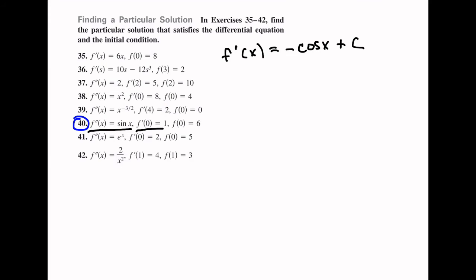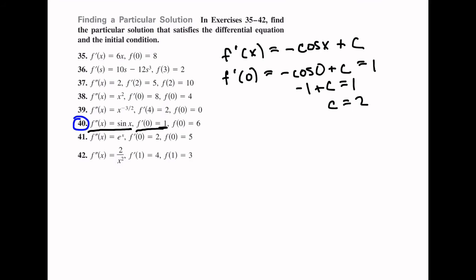So now let's say f prime of 0 is negative cosine of 0 plus c, and that equals 1, because it says it equals 1. Well, cosine of 0 is 1, so negative 1 plus c equals 1, or c equals 2. So let's rewrite f prime of x as negative cosine x plus 2, right? Because for c, I'm plugging in what c is. Now I still have to solve, because they want you to find the particular solution. That means find f of x.